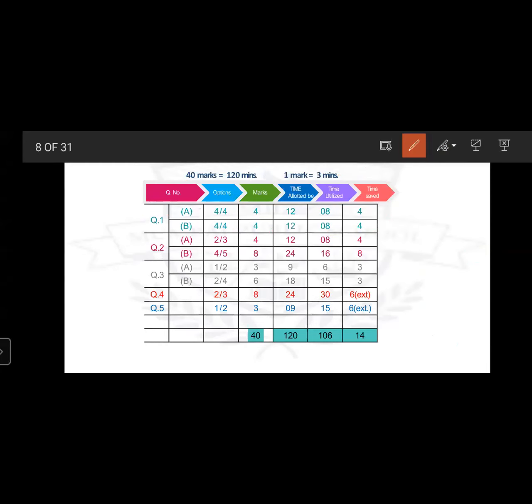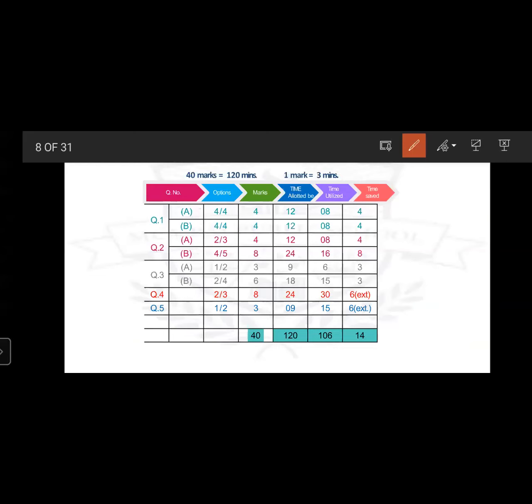Okay, same for question number 2B. Total questions are 5, and options are given. You have to solve any 4 out of 5, and each question carries 2 marks. So 4 into 2 is equal to 8. Time allotted is 24 minutes. We utilize 16 minutes here and we save 8 minutes.